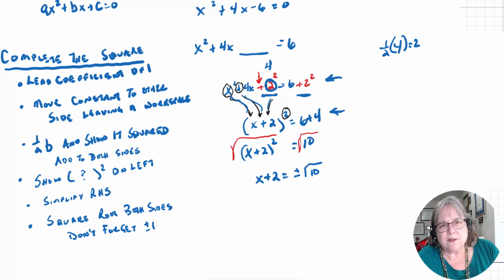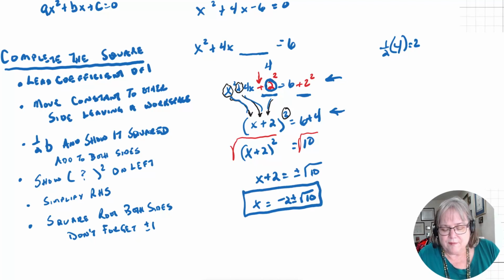Now 10 is not a square. It doesn't have a square as a factor. It's 1 and 10, 2 and 5. So it's just stuck. But we want to move the 2 over, so we subtract 2 from both sides. And it looks like this. Now this is an exact answer.